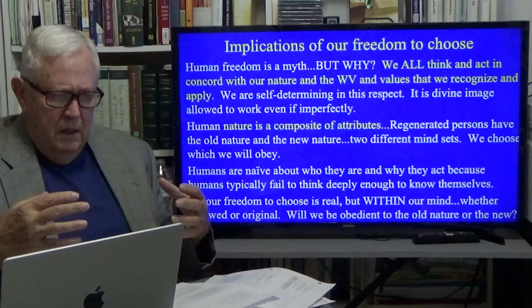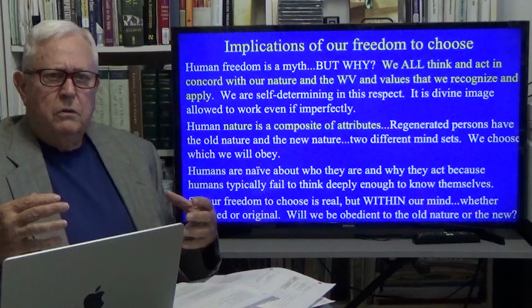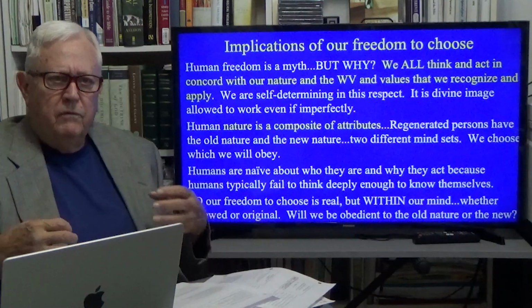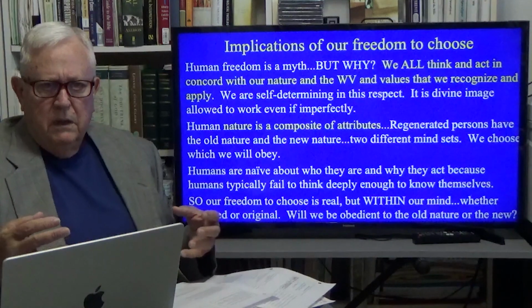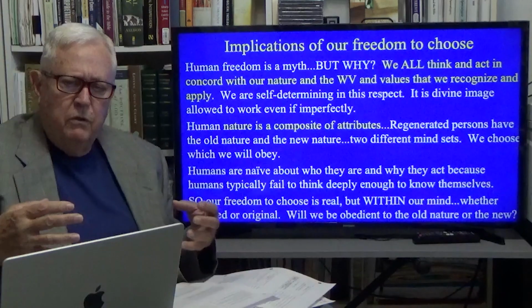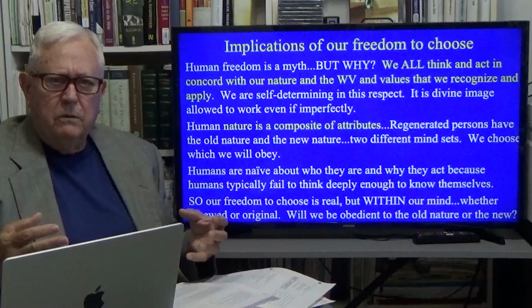So I have a new nature, I have an old nature. Some people will say that every Christian is like two dogs. You have a white dog and a black dog. The white dog is godliness and the black dog is sin. And whichever one you feed the most is going to be the one that wins the battle.